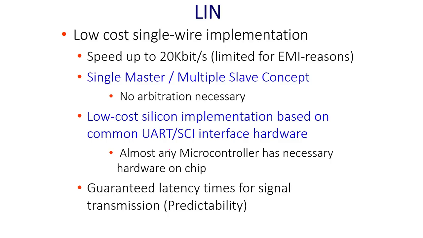So LIN does not support a lot of bandwidth. It only supports around 20 kilobits. There is a single master, multiple slaves. You don't need any arbitration. And also there is a very low cost implementation based on UART or SCI interface hardware. So almost any microcontroller today can get access to a LIN bus. And given the fact that it is so simple, it has guaranteed latency.